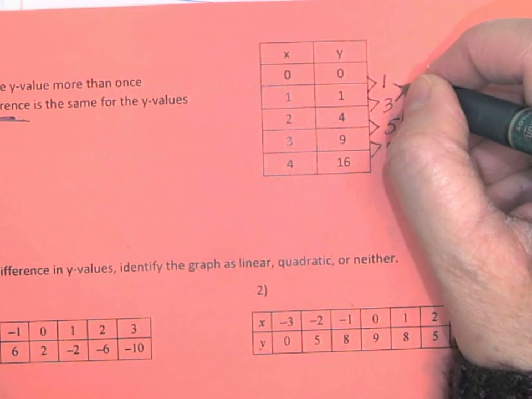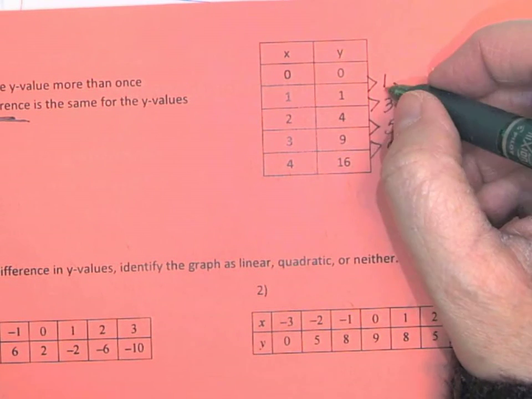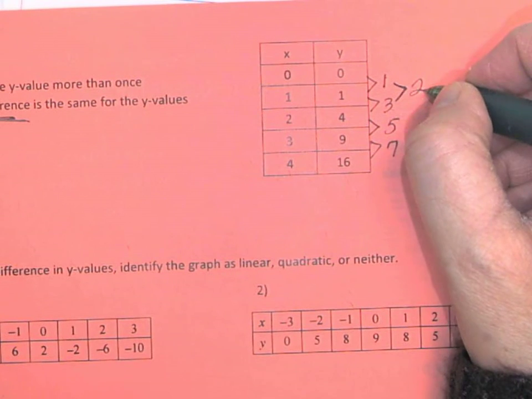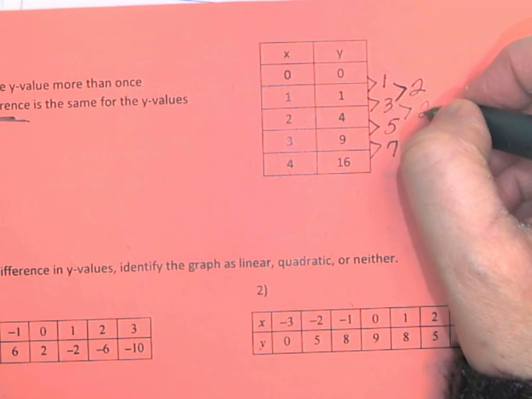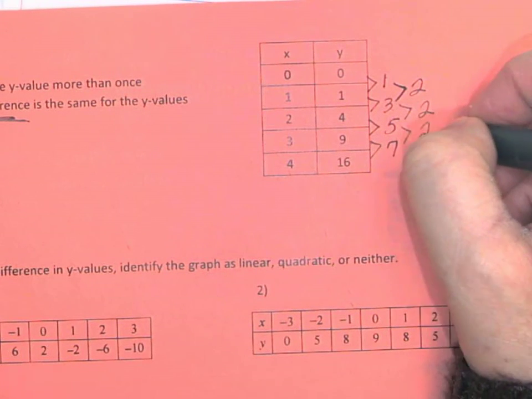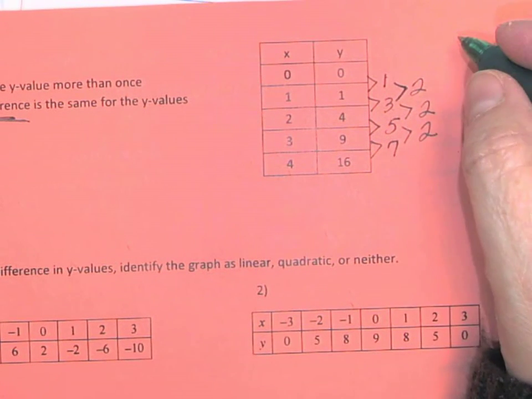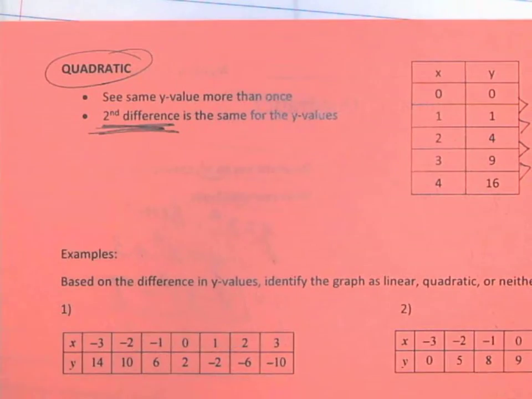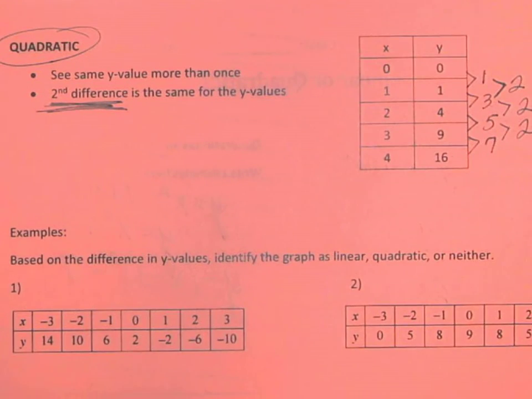Check this, the second difference. Check the difference of the difference. From 1 to 3 adds 2. 3 to 5 adds 2. 5 to 7 adds 2. If the second difference is the same, we know it's quadratic. First difference, linear. Second difference, quadratic. So let's look at some examples.